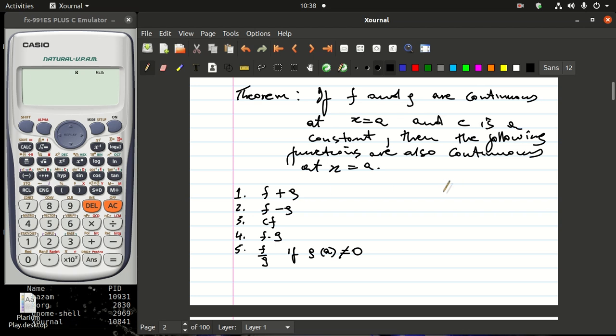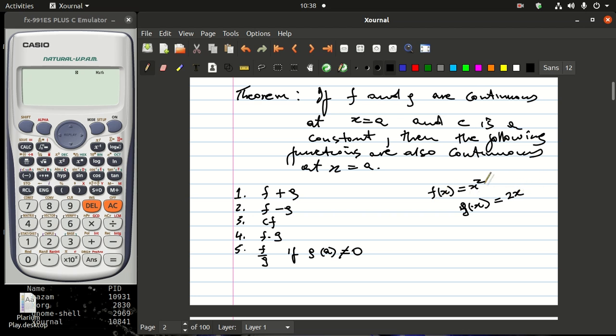An example of this will be if I know that f of x is equal to x squared. I know that this function is continuous, right? And now I have my g of x. I'm going to say it is 2x. I know that this one is a linear function, a straight line, so it is continuous everywhere.